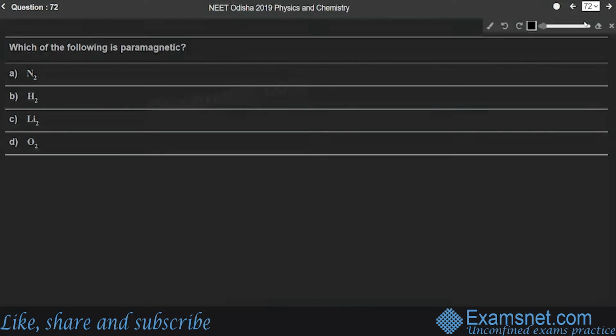Question number 72 is from the chapter Chemical Bonding and Molecular Structure. And the question is, which of the following is paramagnetic? Options are nitrogen, hydrogen, lithium and oxygen. So what are paramagnetic substances? These are the substances that contain unpaired electrons, and due to this, these are weakly attracted by a magnetic field.